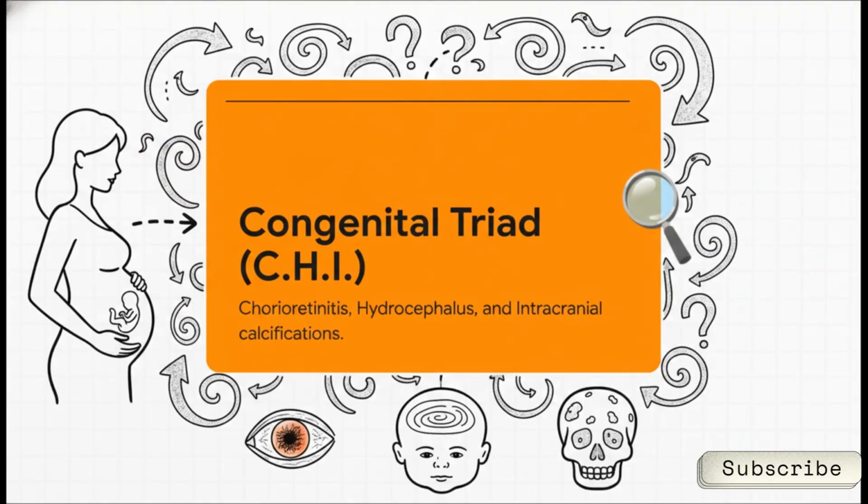For transplacental transmission, you just need to remember the acronym CHI. When a fetus is infected, they can develop the classic congenital toxoplasmosis triad. That's C for chorioretinitis, H for hydrocephalus, and I for intracranial calcifications. Go ahead and jot CHI next to congenital toxo in your notes right now.